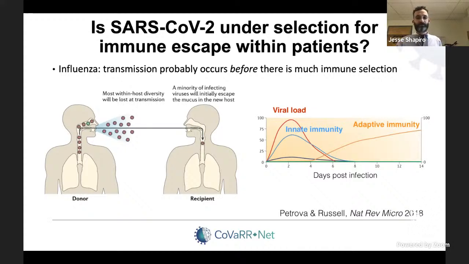So this is an example from an article looking at flu. And you can see that the viral load in red peaks before adaptive immunity, that is the antibody response, really kicks in. So most of the transmission happens when viral loads are high, you're shedding a lot of virus. And so the virus will continue to transmit and evolve before it gets under any appreciable selection to evade adaptive immunity. So there's not a lot of selection within an individual host. It happens more at the level of the transmission bottleneck.